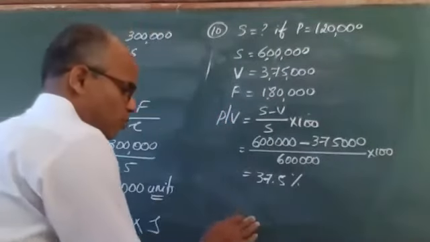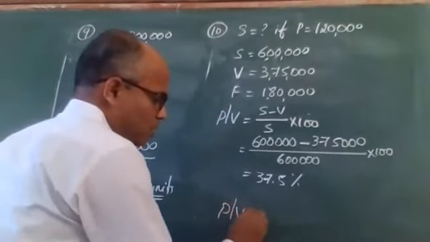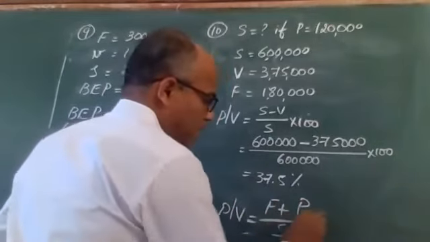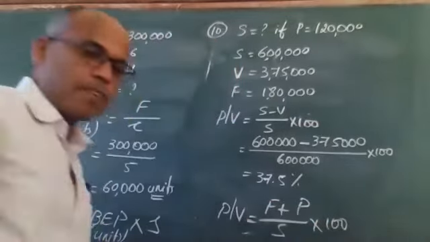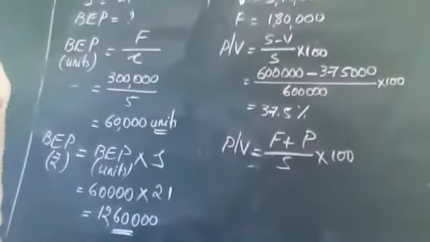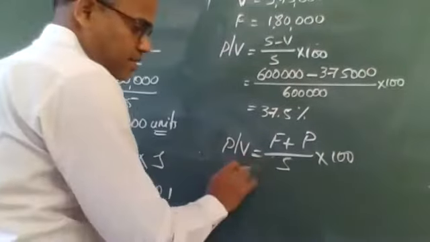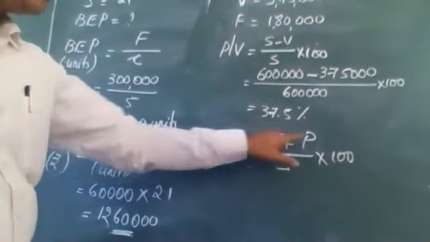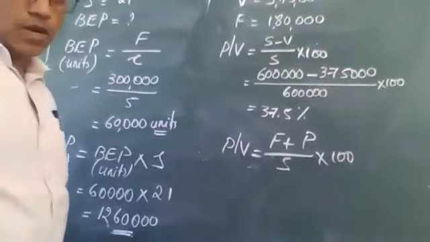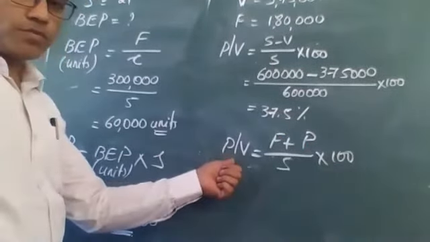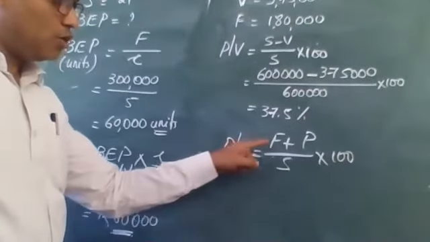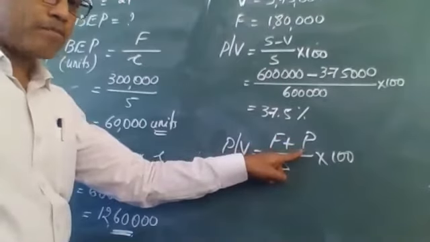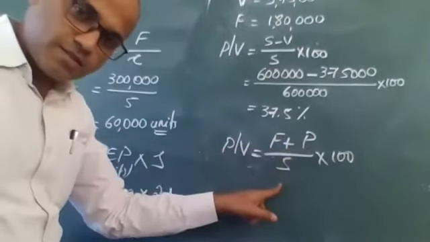Now, the missing information formula. What is the missing information formula? PV ratio is equal to F plus P by S into 100. Can you apply this formula and tell me what is sales? What do you know from these 4 elements here? Do you know PV ratio? Yes, sir. Do you know fixed cost? Yes, sir. Do you know profit? Yes, sir.